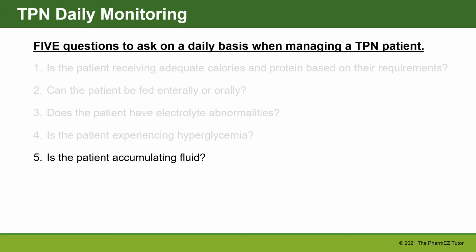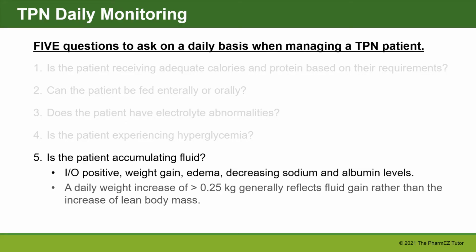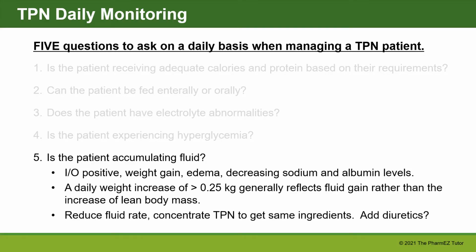Question 5. Is the patient accumulating fluid? Are the INOs positive? Is there weight gain and edema or decreasing sodium and albumin levels? A daily weight increase of greater than 0.25 kilograms generally reflects fluid gain rather than the increase of lean body mass. Reduce the fluid rate, concentrate TPN to get the same ingredients, and possibly add diuretics.